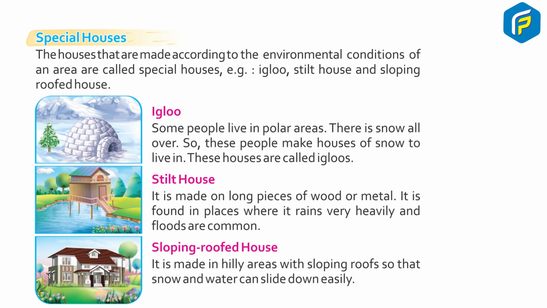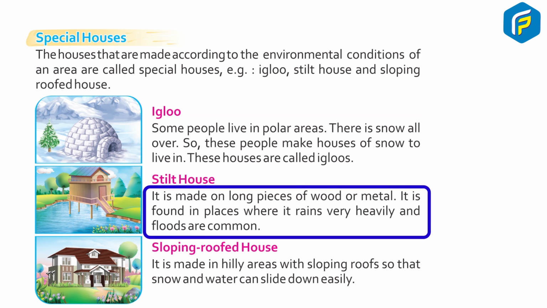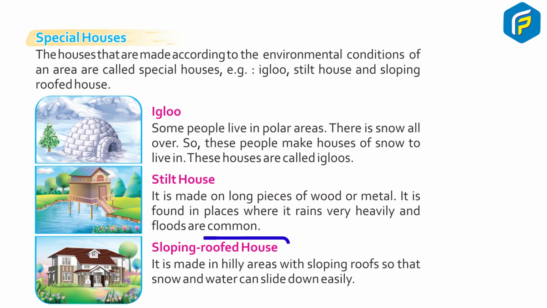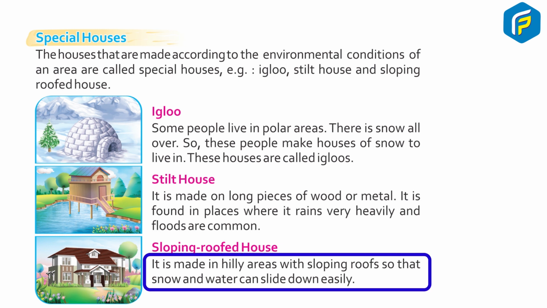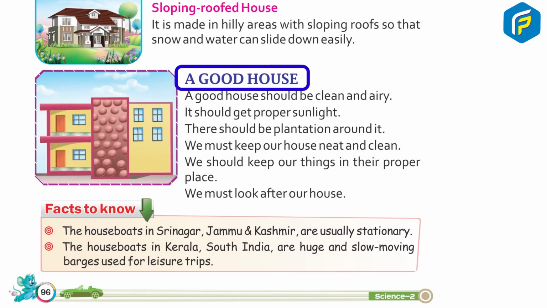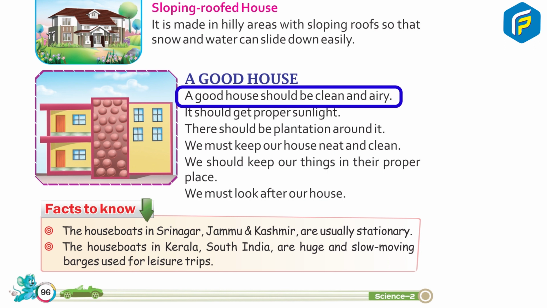Stilt house. It is made on long pieces of wood or metal. It is found in places where it rains very heavily and floods are common. Sloping roofed house. It is made in hilly areas with sloping roofs so that snow and water can slide down easily. A good house. A good house should be clean and airy.